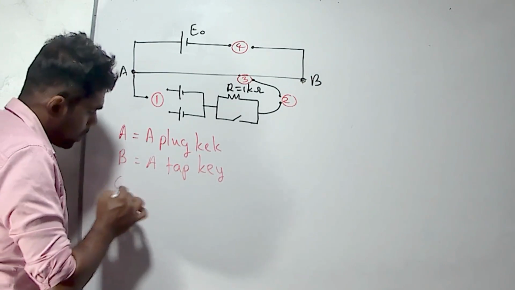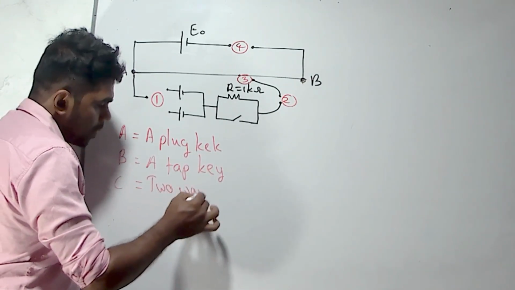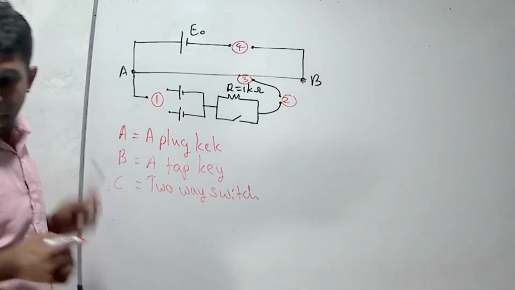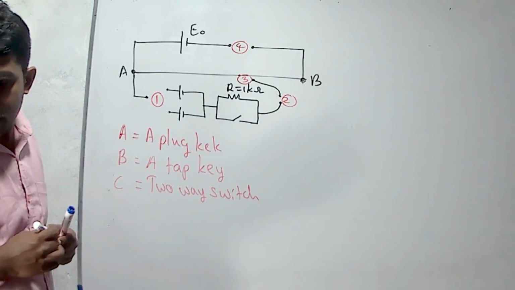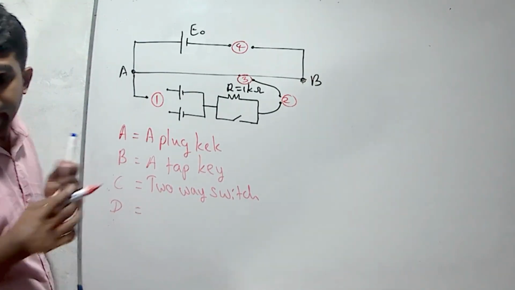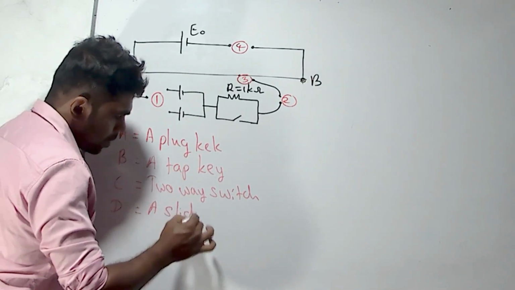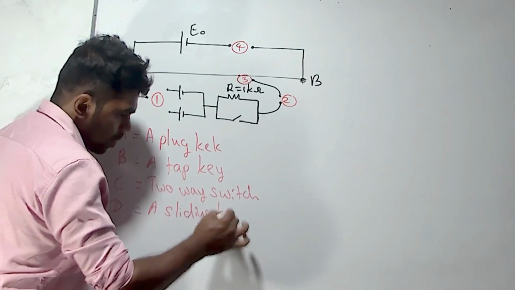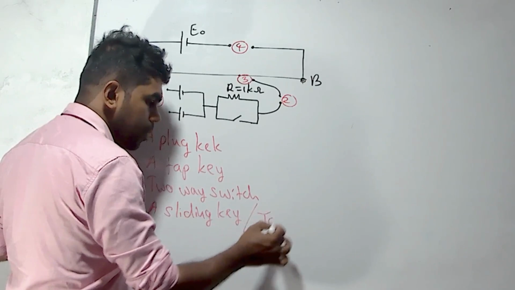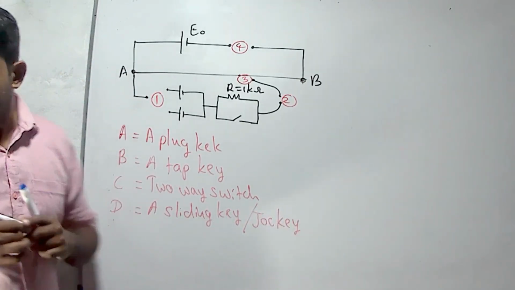Then C. C is the two-way switch. Then D. It is a sliding key. We can write its name as a jockey. Then E.